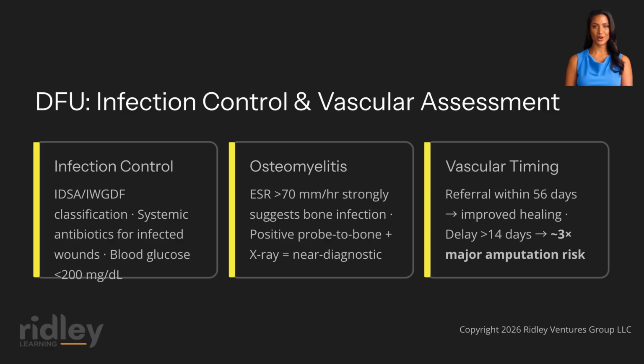A retrospective analysis of 314 patients with diabetes reported that waiting more than 14 days before lower extremity revascularization was associated with a higher rate of major amputation compared with earlier intervention, with an odds ratio of 3.1. The takeaway here is clear. Expedited vascular consultation in patients presenting with ischemic diabetic foot ulcers can make the difference between limb salvage and amputation.